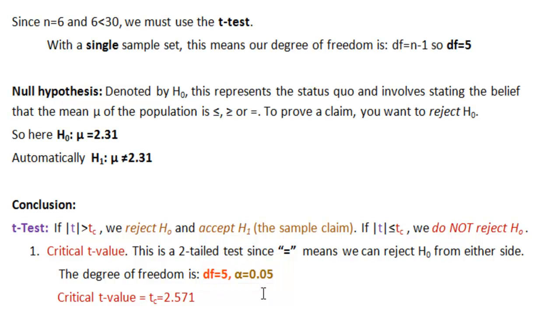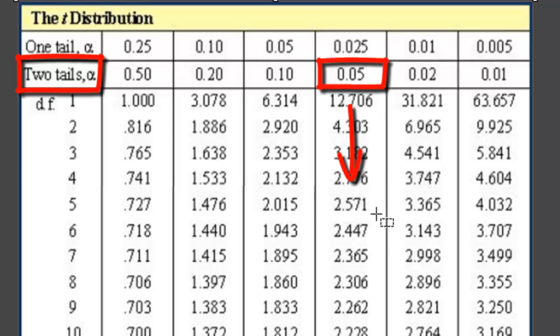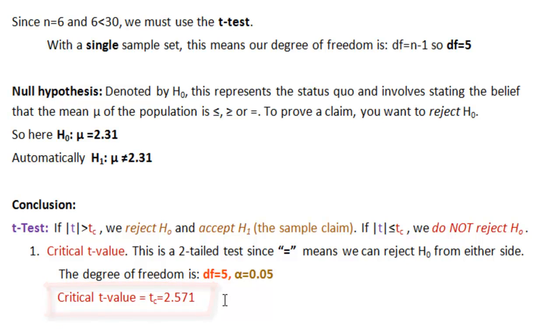So we need to get our table. Here's our t-distribution table, and we had 2 tails, and alpha was 0.05, and we go down to 5 degrees of freedom, and we see 2.571 is our critical t-value. And that's what we have entered here. Critical t-value, Tc, is 2.571.